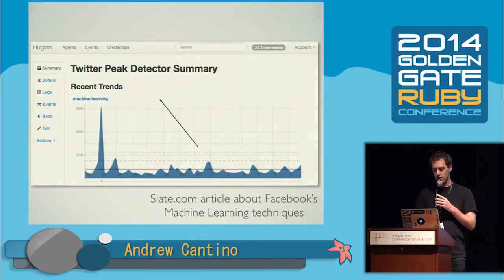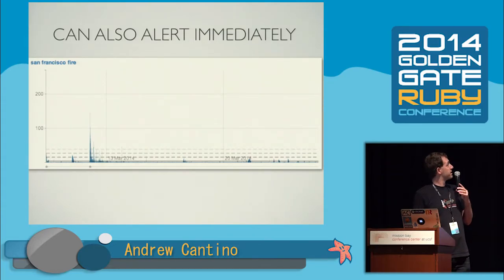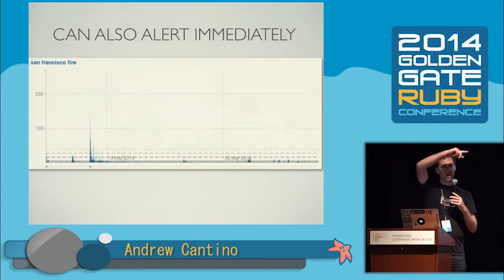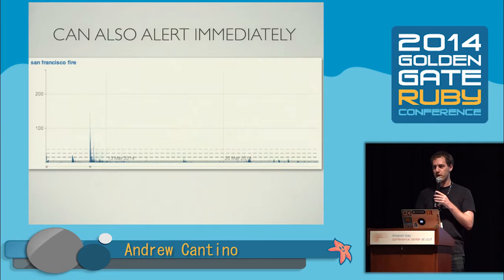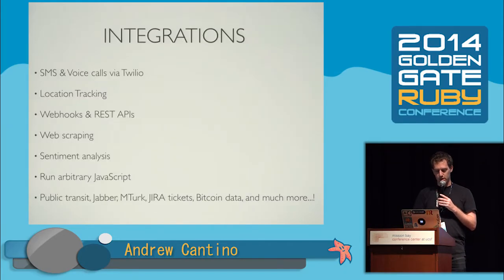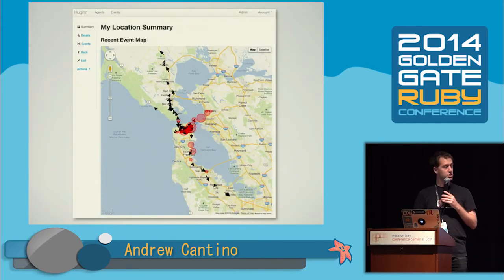Check this term. You can also do high frequency. There was a big fire a couple blocks away in Mission Bay a few months ago. This is the spike in the term I was already coincidentally tracking, San Francisco fire. It happened very quickly. Lots of integrations, SMS, et cetera, sentiment analysis. You can track your location. I actually don't know what you want to do with this, but it's interesting, and it's the kind of data that's kind of cool for you to have, and you don't really want anyone else to have.